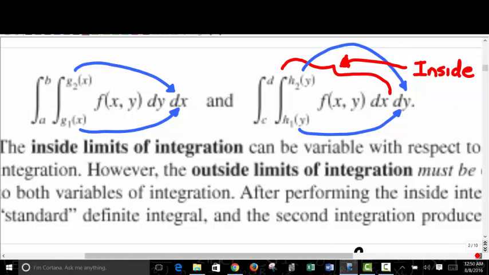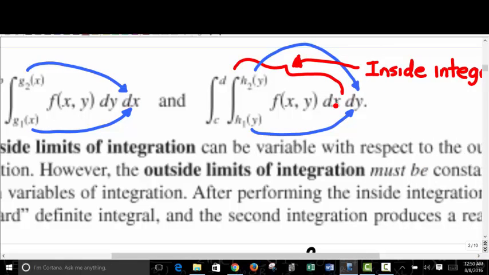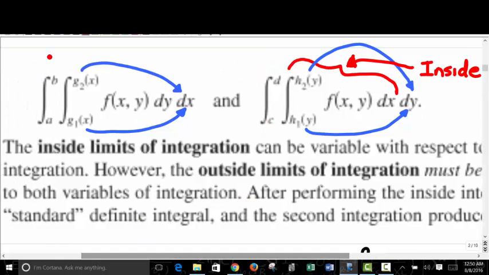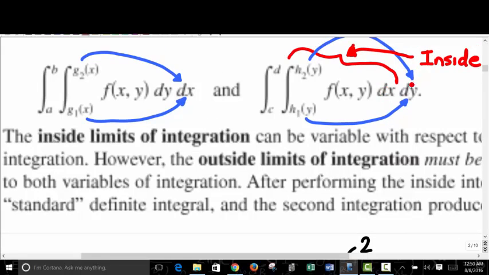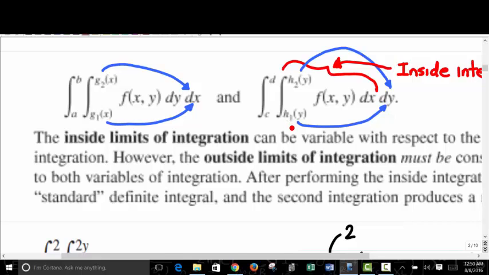So if your dx is on the inside, you go from h1 of y to h2 of y, meaning those are allowed to be y variables or constants, and then they must be numbers on the outside. The a and b kind of refers back to Cal 1. A and b is the way they labeled it on the x-axis for your integration, and c and d were always the vertical values. So that's consistent. We call these the inside limits of integration, then work your way outside.